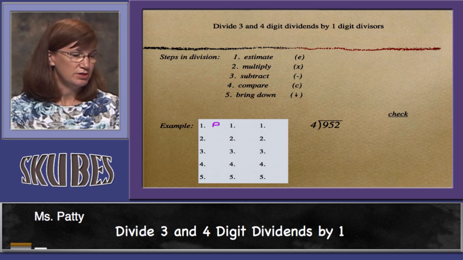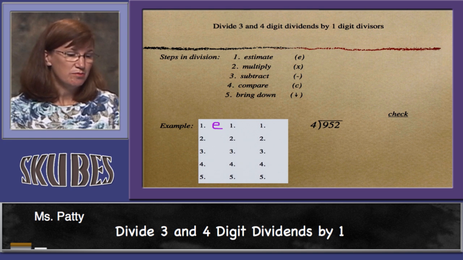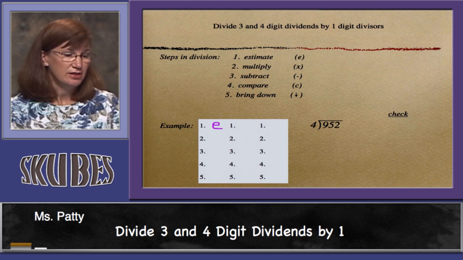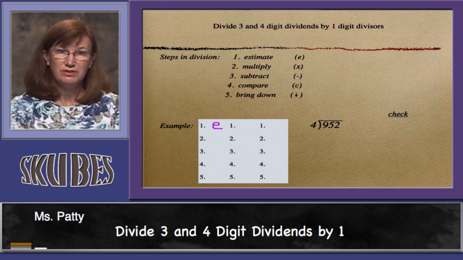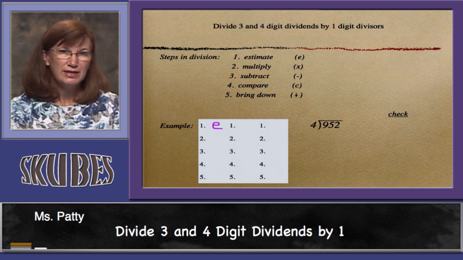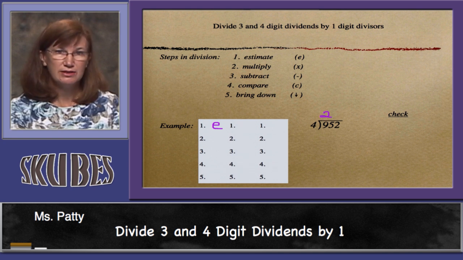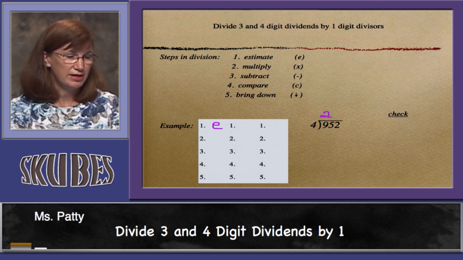The first thing we're going to do is estimate. We have 1 digit in our divisor, so we're only going to divide 1 digit at a time. That means we'll be dividing the 9. You can forget that the 5 and 2 are even there, and even cover them up with your finger if they get to be distracting. 9 divided by 4. What times 4 would get me close to 9? Well, that would be a 2. So I'll write a 2 in my quotient directly above the 9. It's very important that you keep the numbers in your quotient above the number that you're dividing.